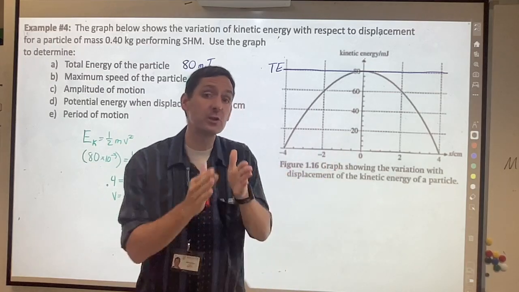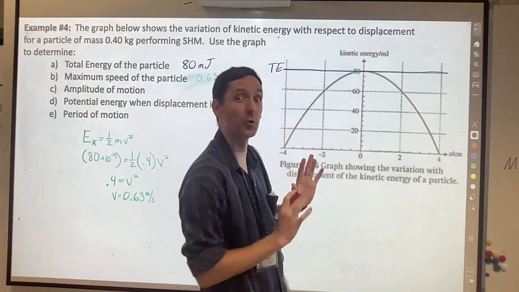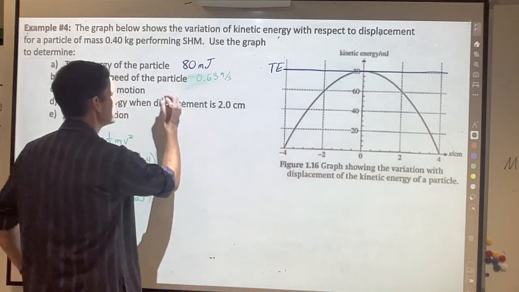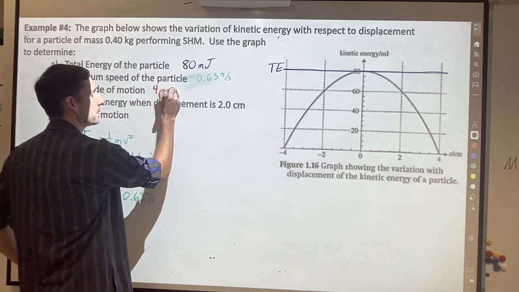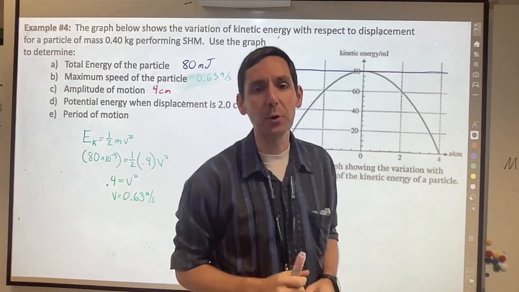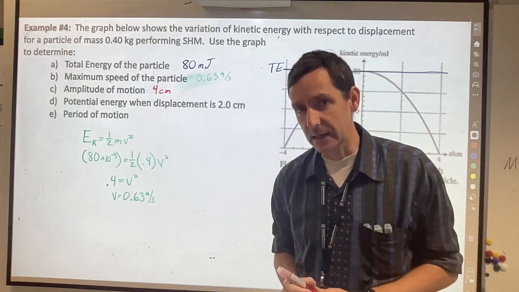Remember, the amplitude is from the center to the maximum or minimum, and it should be the same in both directions for simple harmonic motion. So therefore, the amplitude will be 4 centimeters. All right? The next question asks for the potential energy when the displacement is 2 centimeters.